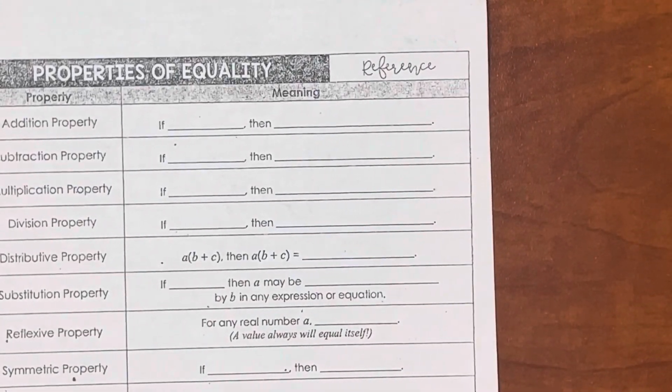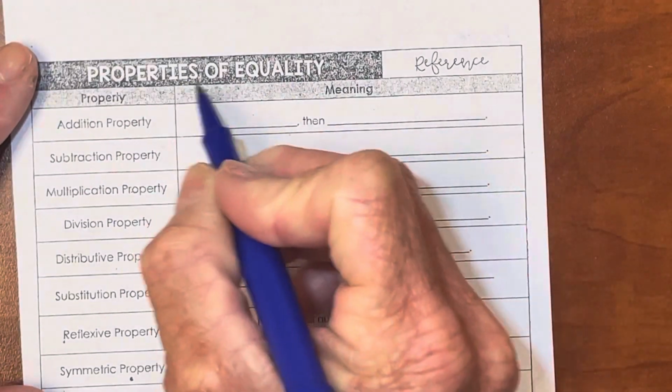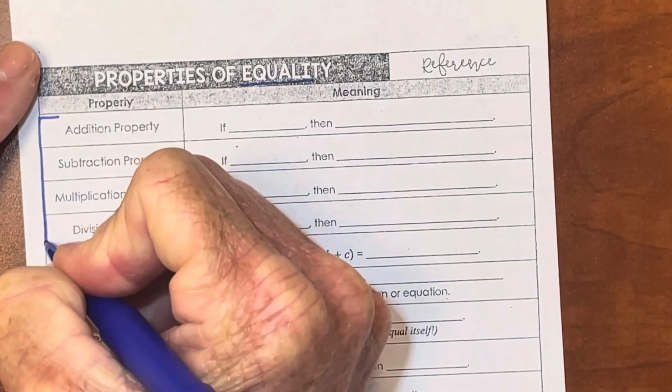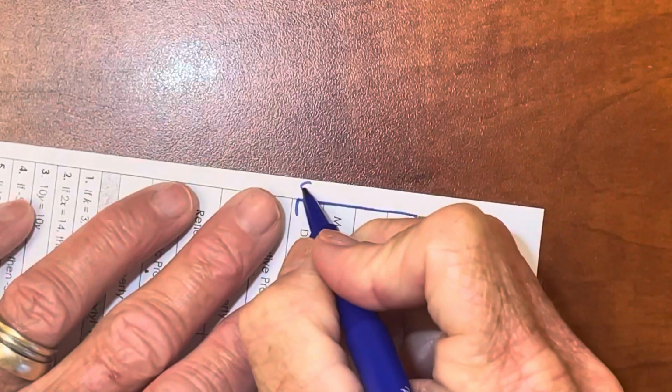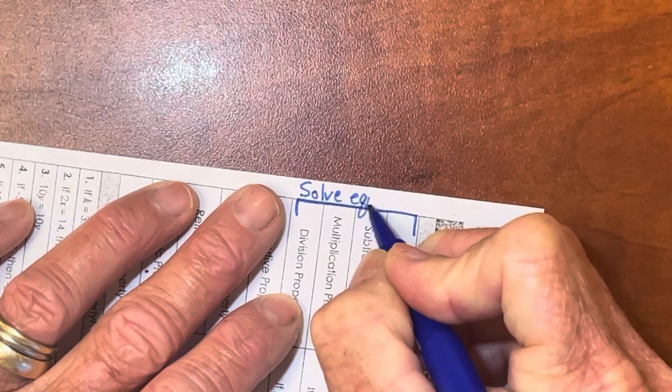In preparation for proofs that we'll do in geometry, we'll start with an algebraic look at things and eventually make our way over to some of our geometry properties. So in algebra, we have properties of equality. Anytime you're solving an equation, you are using one of these properties.